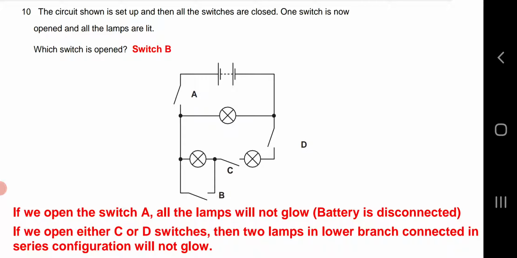Okay, and if we open the switch, then its opening has no effect on the remaining part of the circuit. So if we open the switch A, for example, then all the lamps will not glow. Battery is disconnected. If we either open C or D switches, then the two lamps in the lower branch connected in series configuration will not glow. If we either open C or D, then both these two lamps will not glow.